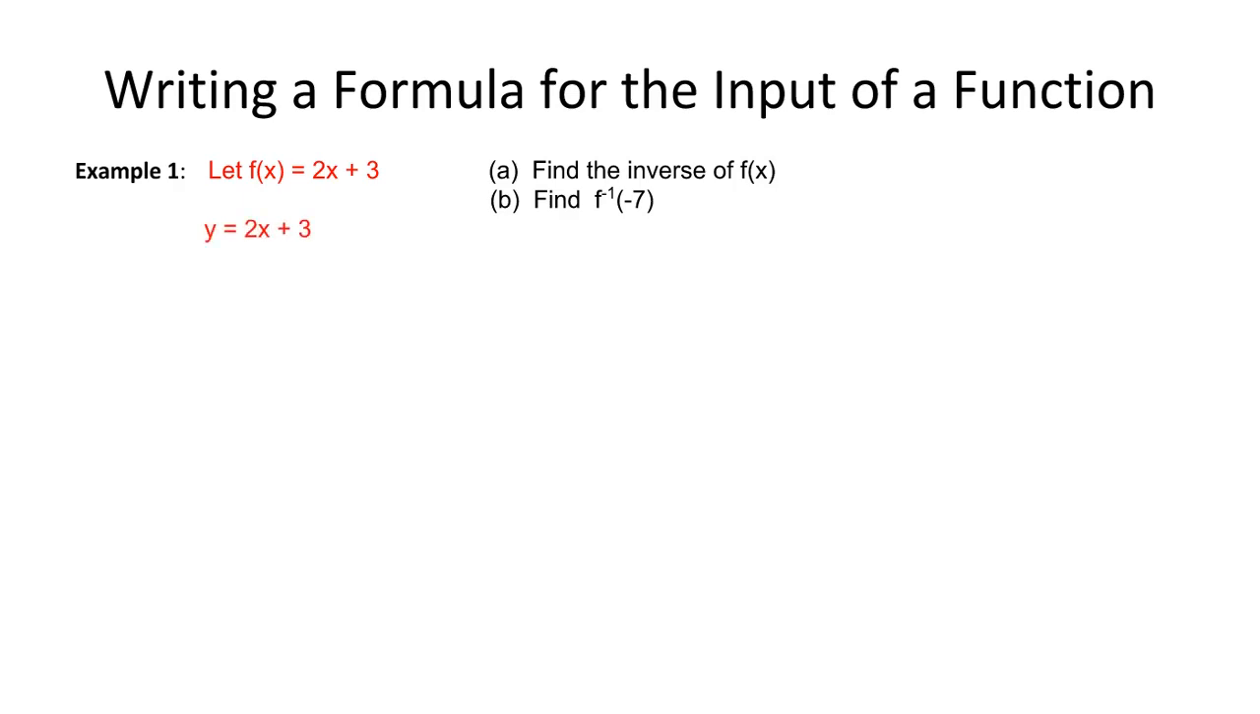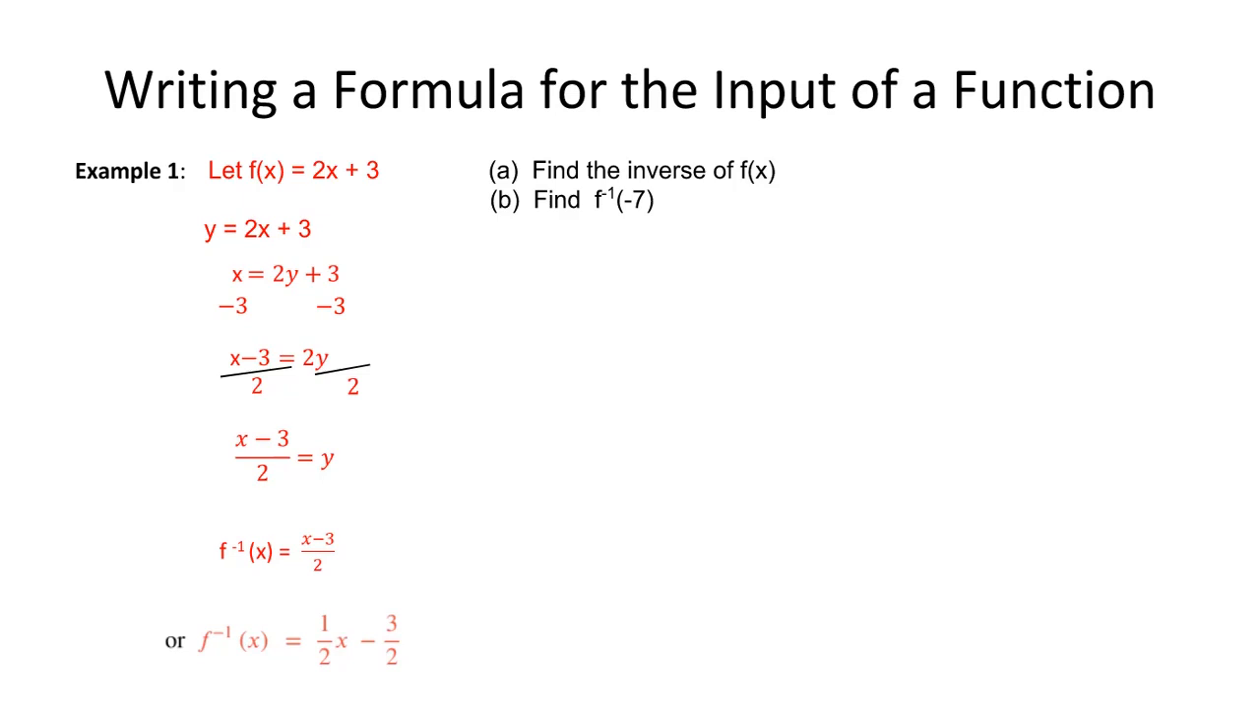First thing we're going to do is replace the f of x with a y, and then switch all the x's and y's. After we switch the x's and y's, all we've got to do now is get the y by itself by using opposite operations. What we're going to end up with here is y is equal to x minus 3 over 2, and we're going to rewrite it with the f negative 1. We read that as f inverse of x is equal to x minus 3 over 2, or we could rewrite it as 1/2 x minus 3/2.